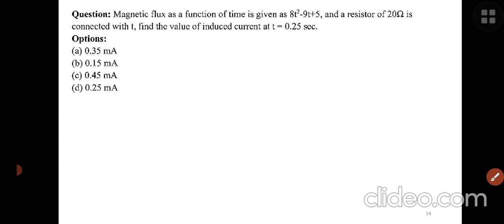Magnetic flux as a function of time is given as 8t square minus 9t plus 5, and a resistor of 20 ohm is connected. Find the value of induced current at t equal to 0.25 seconds. The options are A 0.35 milliamps, B 0.15 milliamps, C 0.45 milliamps, D 0.25 milliamps. Let's see the answer.